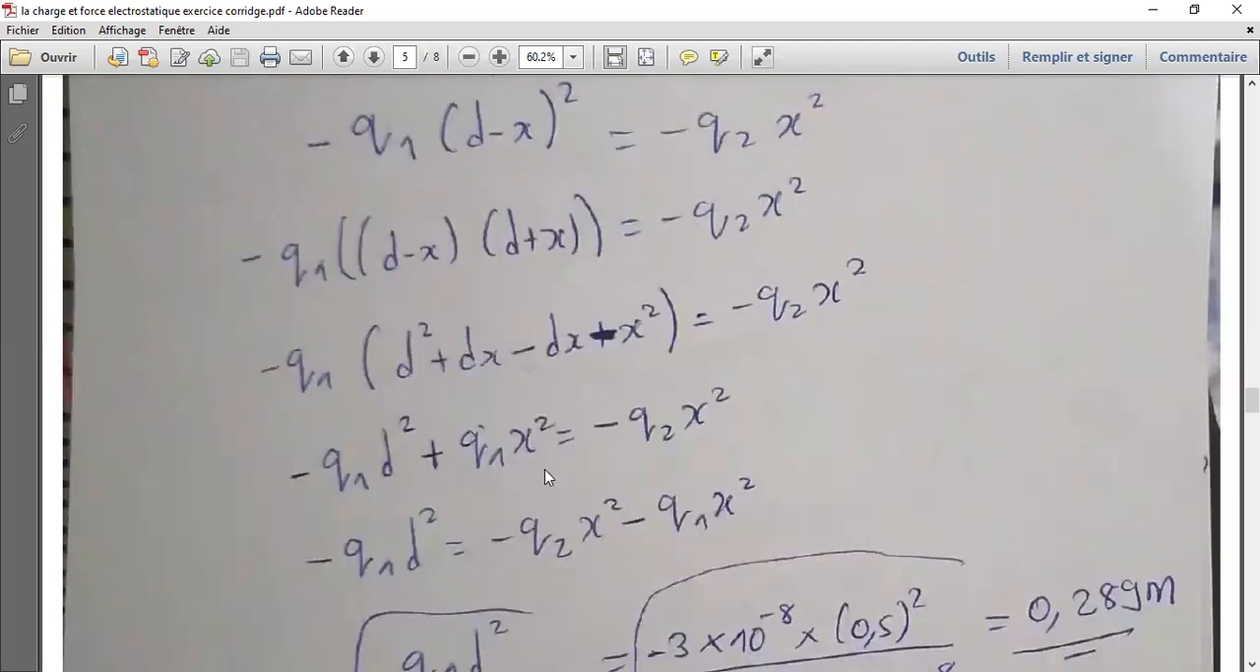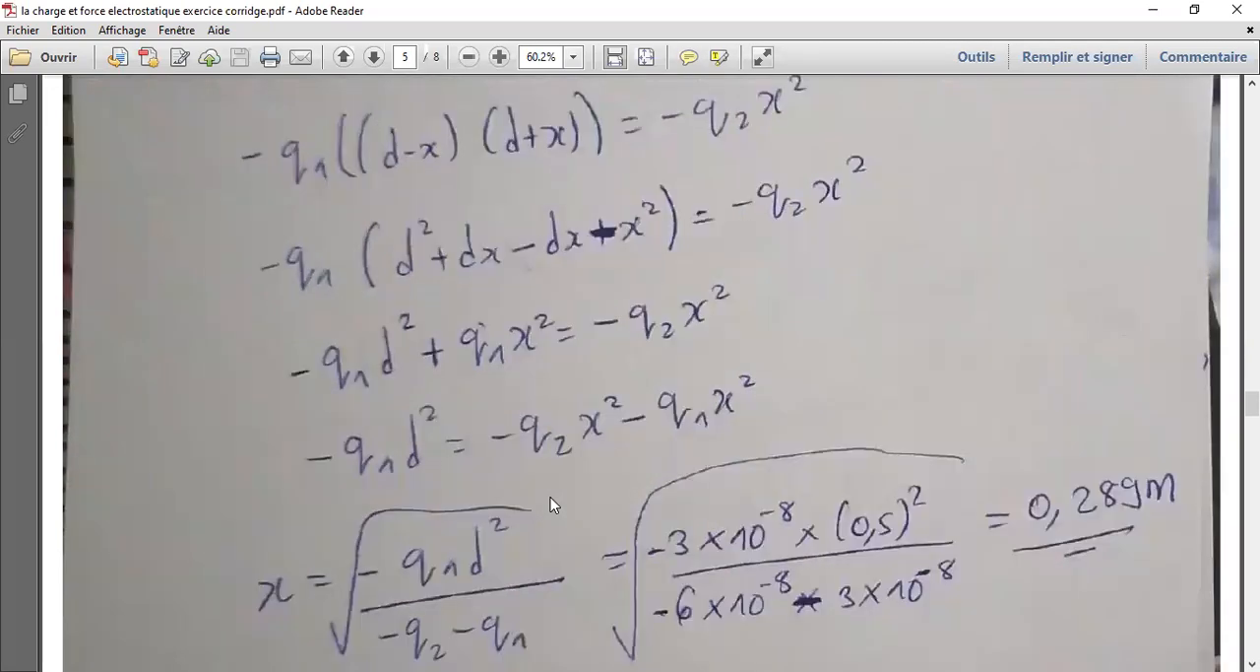Then you see there's x squared on both sides. I'll just take this one to the other side. Then I do some factorizing. You have x squared, brackets, negative Q2 minus Q1. Then I'll just divide negative Q2 by negative Q1 on this side and the other side. Since this one is x squared, I'll take the square root here and square root here.